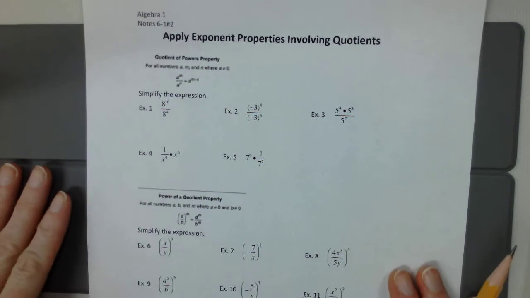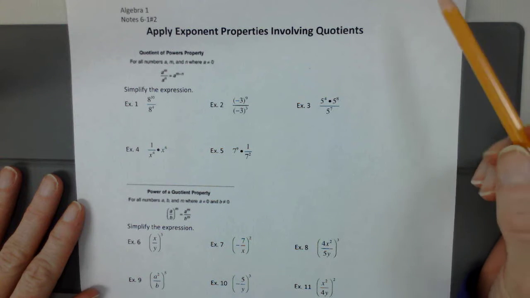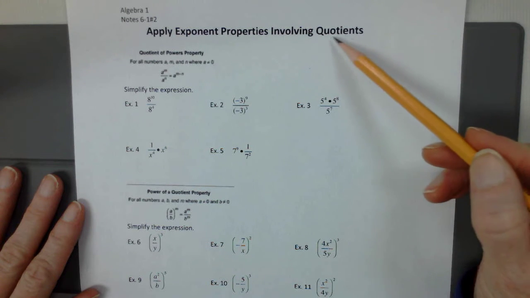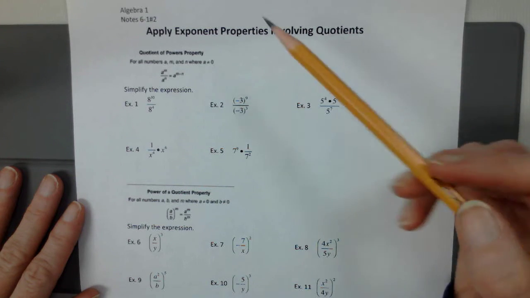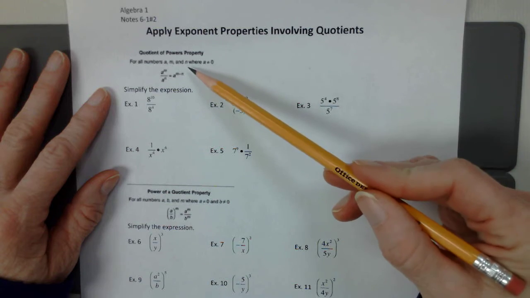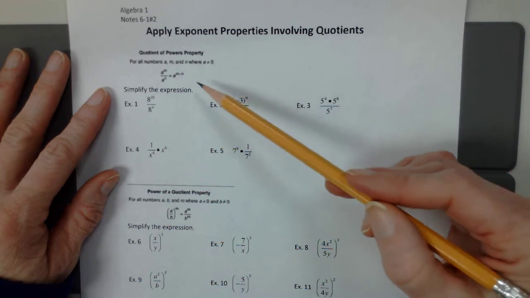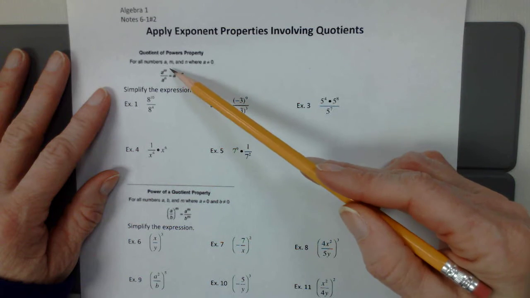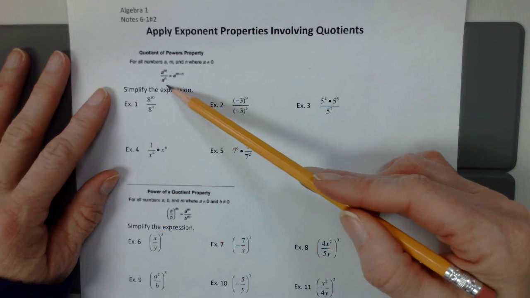All right, so now we've talked about applying our exponent rules with multiplication, with products. We are now going to look at quotients, and a quotient is when division is involved. The quotient of powers property: when a quotient is involved, a to the m divided by a to the n.